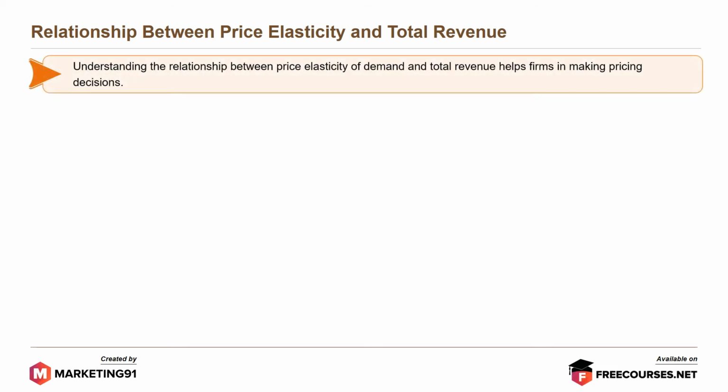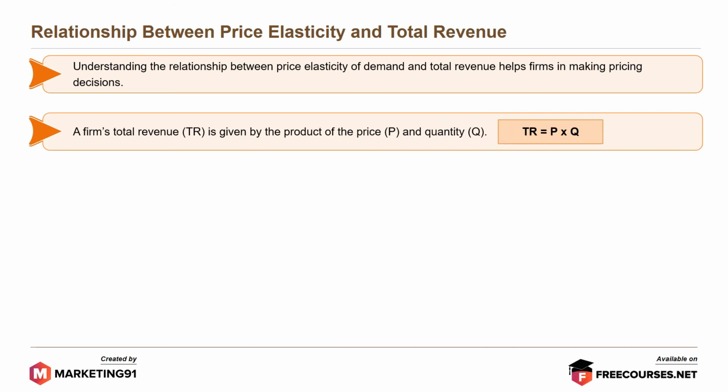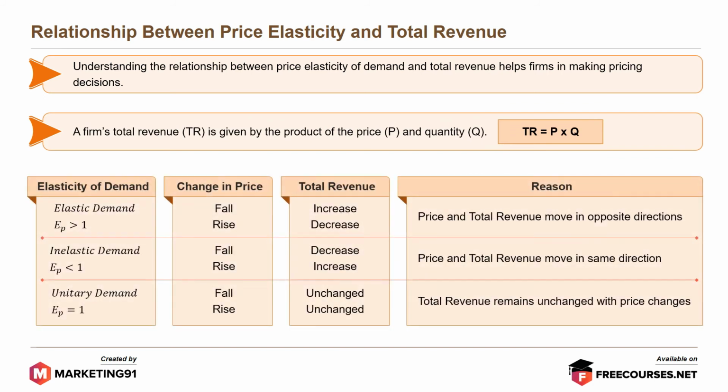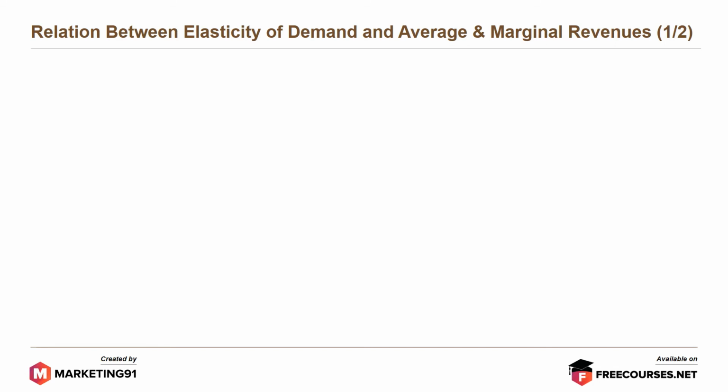Understanding the relationship between price elasticity of demand and total revenue helps firms in making pricing decisions. A firm's total revenue is given by the product of the price P and the quantity Q. Given below are the relationships between elasticity of demand, change in price, and the movements in total revenue and the reasons given below.